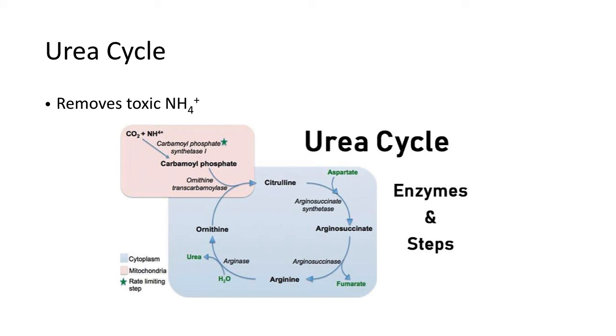What happens to the nitrogen that gets removed? Ultimately, as it gets removed from the glutamate amino acid, we need the urea cycle. And the idea here is to selectively remove the ammonium ions, which are toxic, for ultimate disposal in the kidneys.